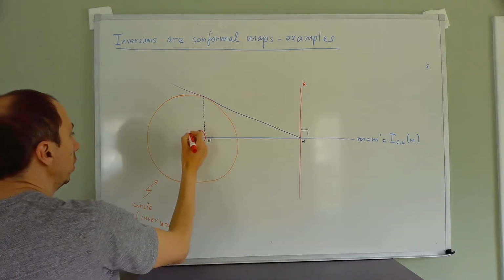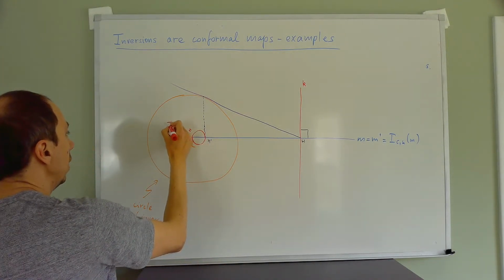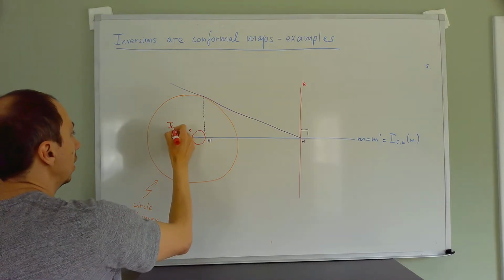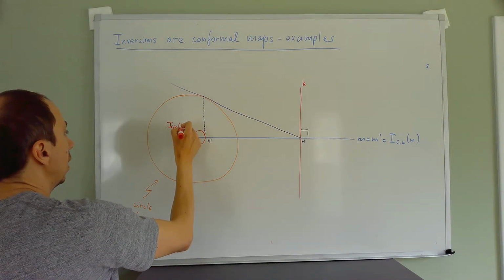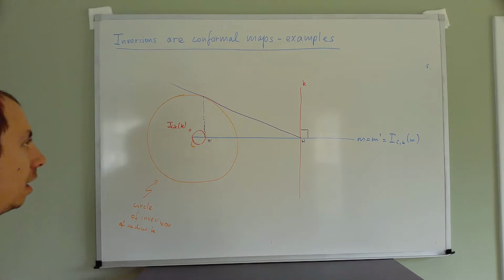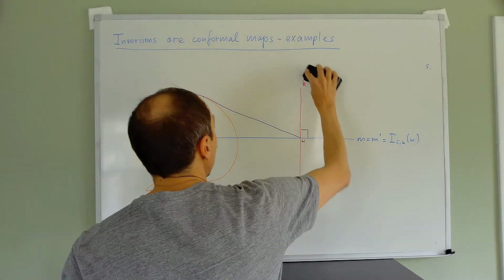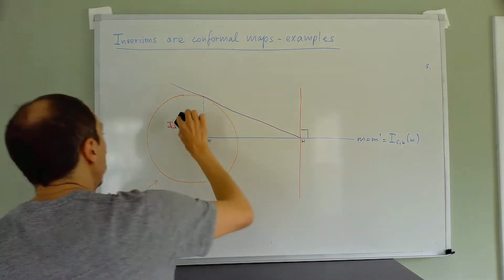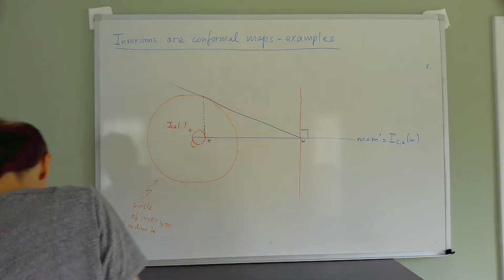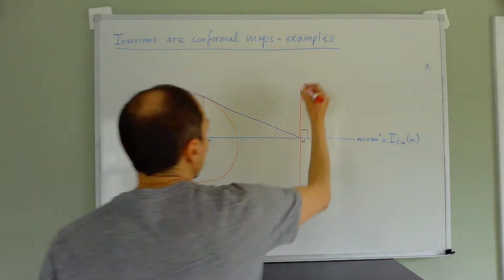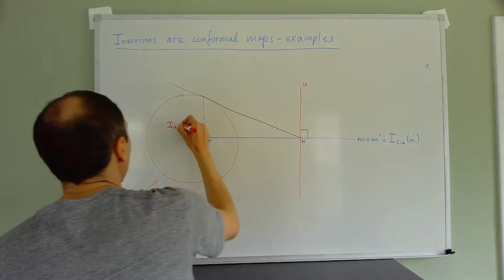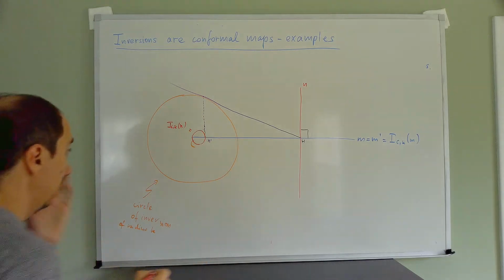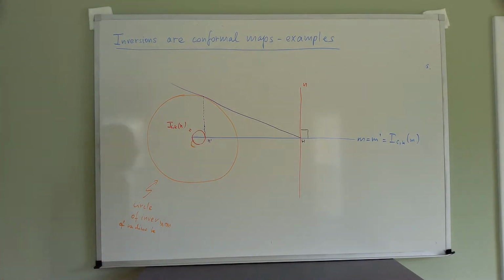Okay, so that circle here, that's IC of K. Oh, by the way, not a great notation, right? To call the radius of the inversion K and also this line K. So let's change the name. Let's call this line N, and this N here. Okay, all right.